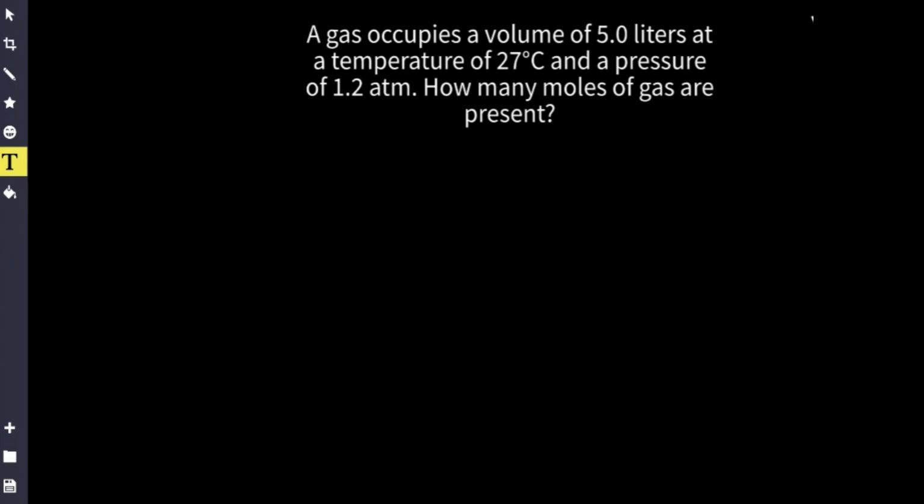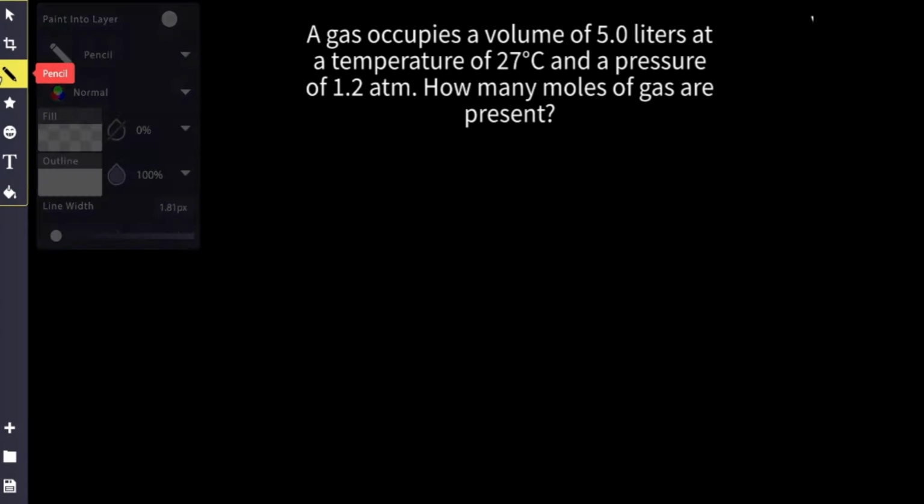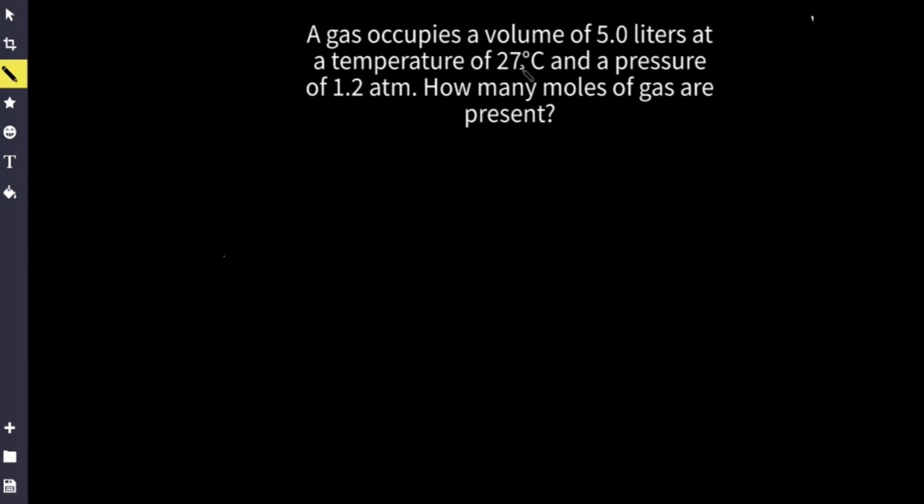A gas occupies a volume of 5.0 liters at a temperature of 27.0 degrees Celsius, and a pressure of 1.2 atms. How many moles of gas are present? So once again, let's write out our formula. PV equals nRT.